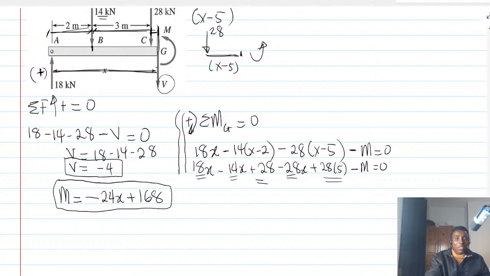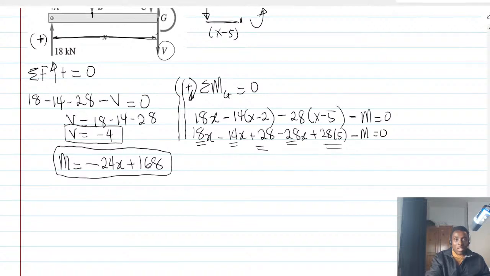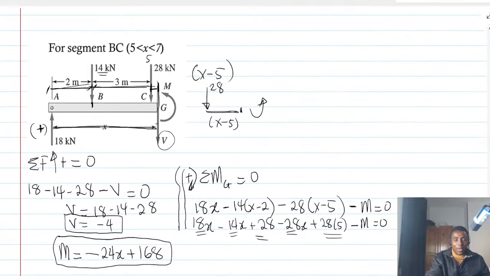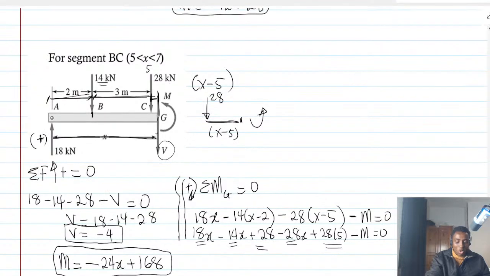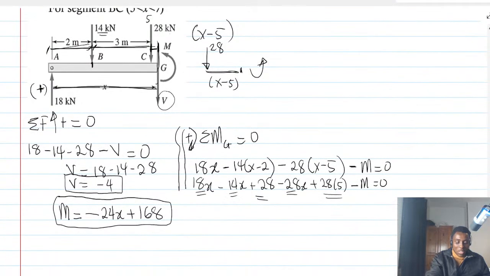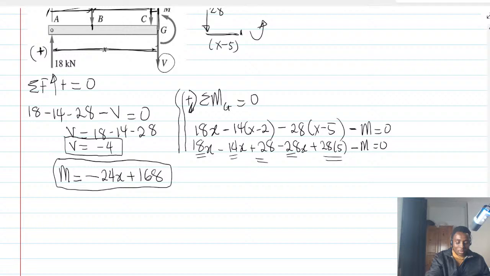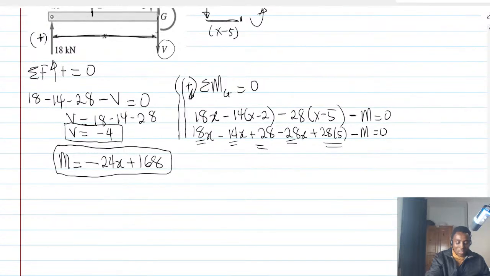We are done because we have the shear force and the bending moment, but we are not done because we need to draw it. Please check it well. It's supposed to be plus 168.